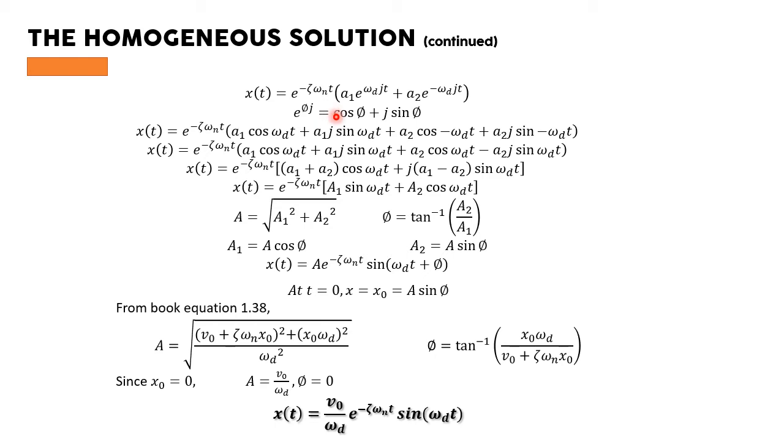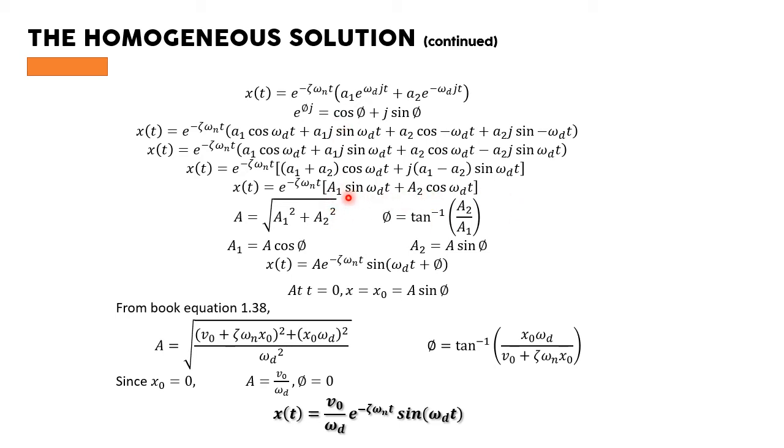Moving on, we now change this exponential function into a sinusoidal function. For that we use Euler's identity, which says that e^(jθ) = cos θ + j sin θ. Applying this identity, the function simplifies into a sine part and a cos part, with some exponential part still present. We then further reduce the constants, capital A1 and capital A2.